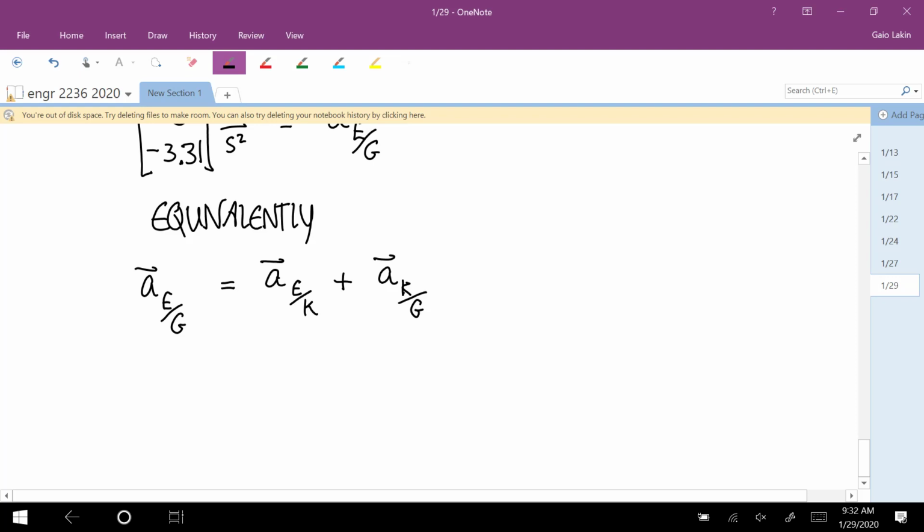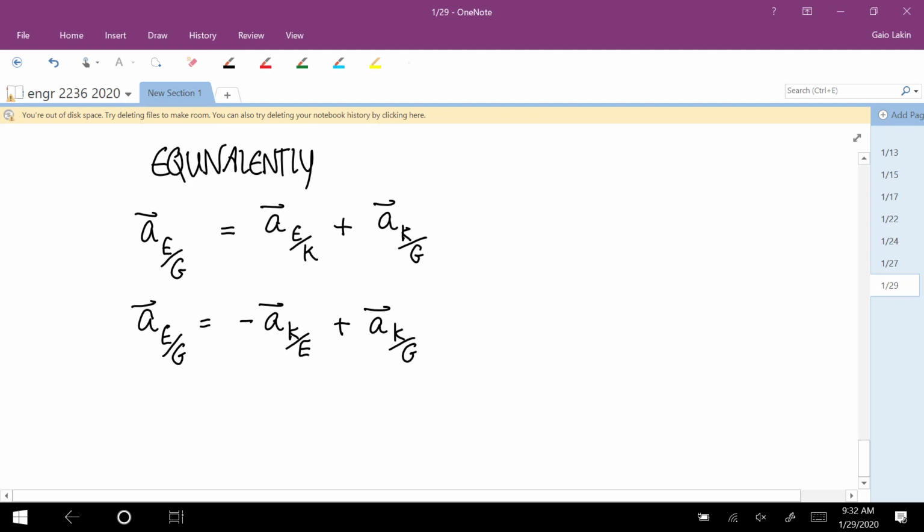And so just use the flip the subscript, flip the sign thing. You get the acceleration of the elevator relative to the ground is equal to negative acceleration of the keys relative to the elevator plus the acceleration of the keys relative to the ground.